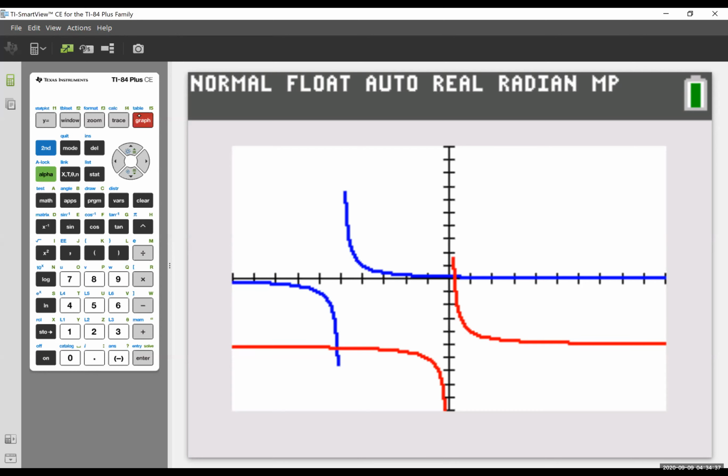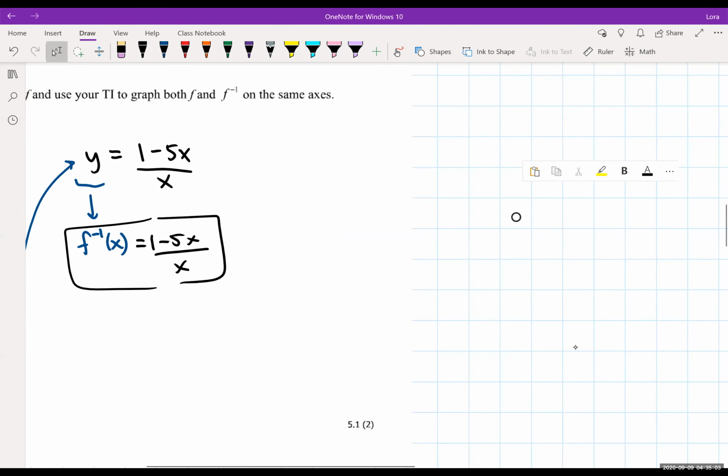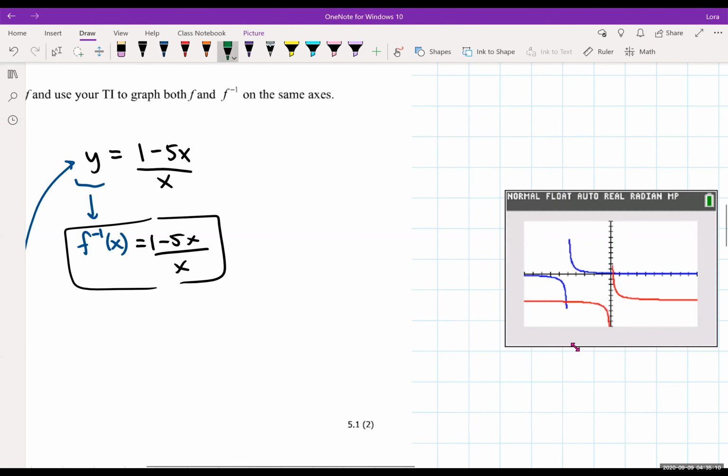Now let me copy this over. It looks like we have rational functions, and sometimes the TI doesn't get the whole picture. So I'll see if I can copy it over so we can analyze it. Switch over to our original work, and I'll copy it over to the side, if it will let me. There we go. Let me just widen this out a little bit.